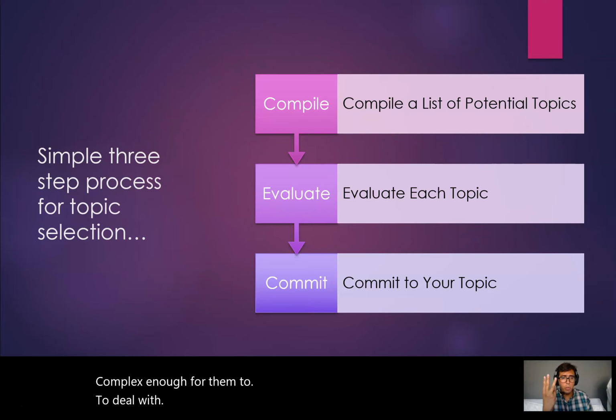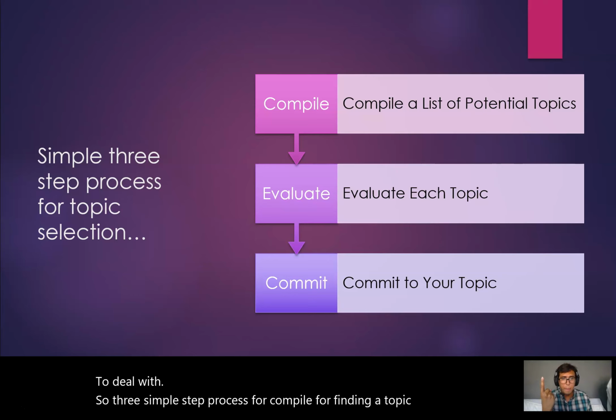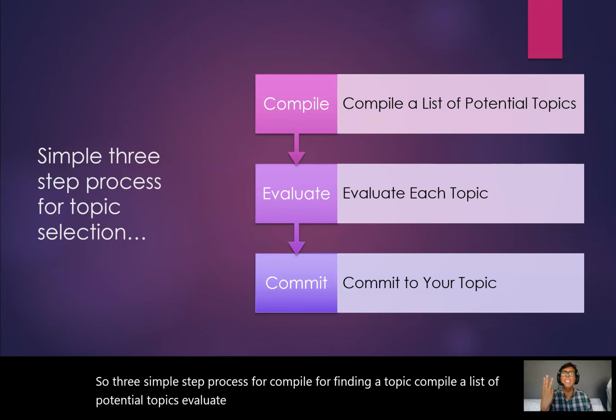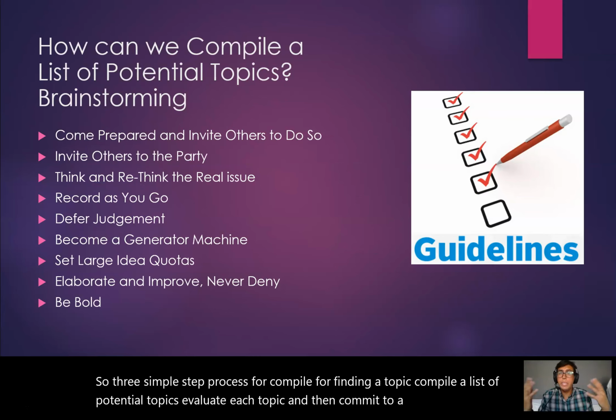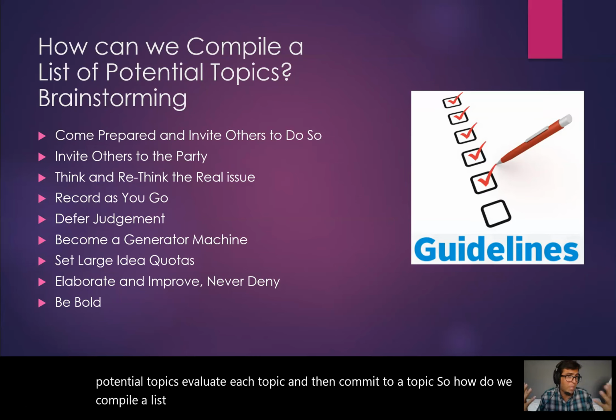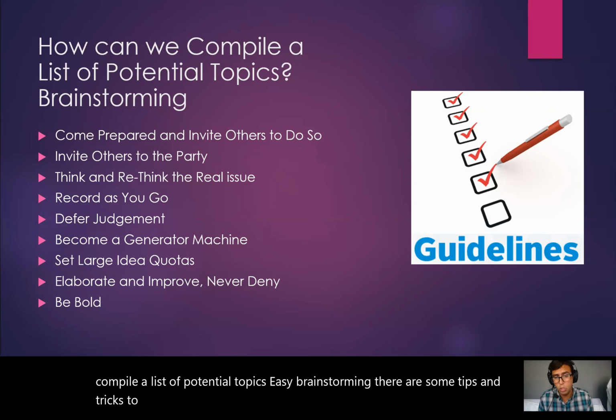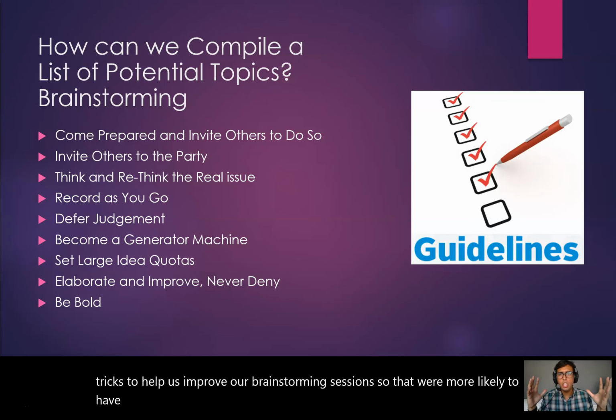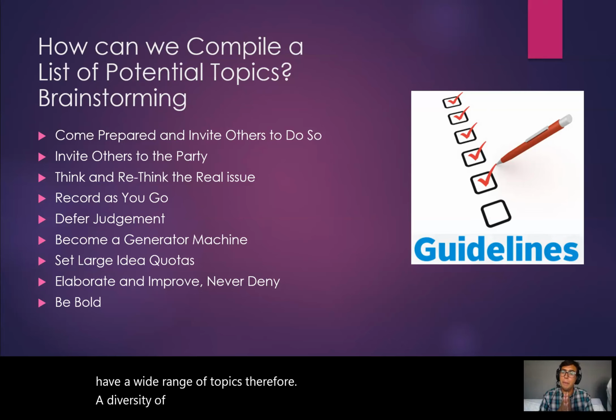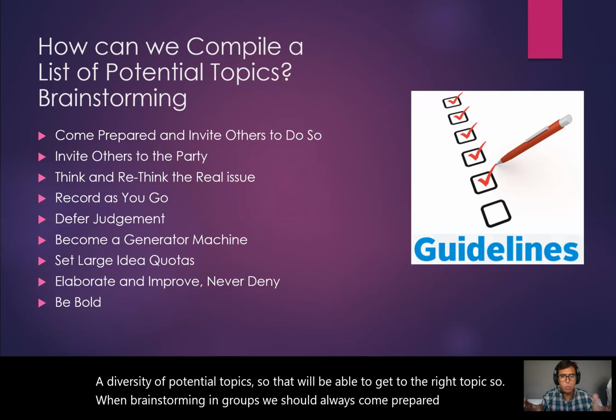So, a three simple step process for finding a topic: compile a list of potential topics, evaluate each topic, and then commit to a topic. So, how do we compile a list of potential topics? Easy: brainstorming. There are some tips and tricks to help us improve our brainstorming sessions so that we're more likely to have a wide range of topics, therefore a diversity of potential topics, so that we'll be able to get to the right topic. So, when brainstorming in groups, we should always come prepared and invite others to do so.